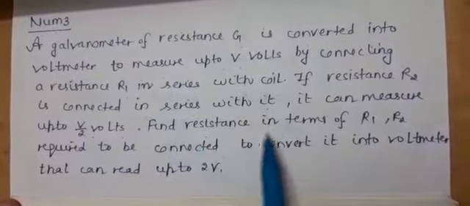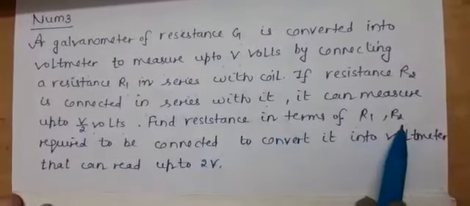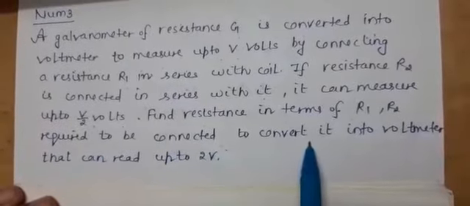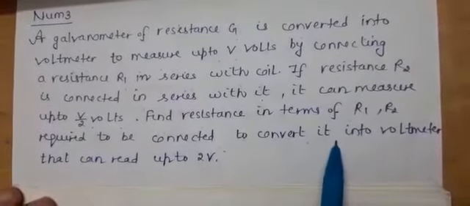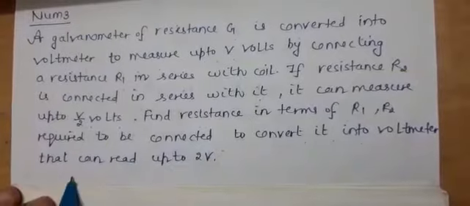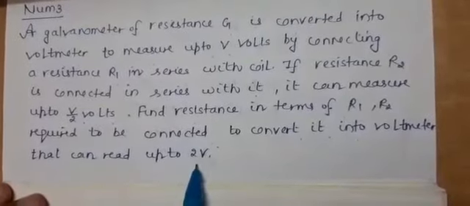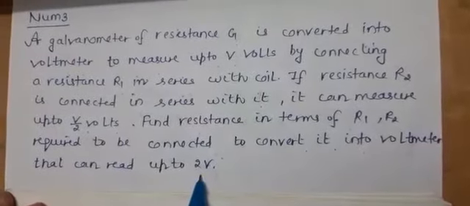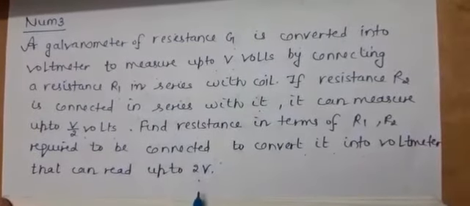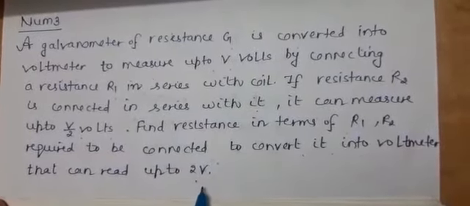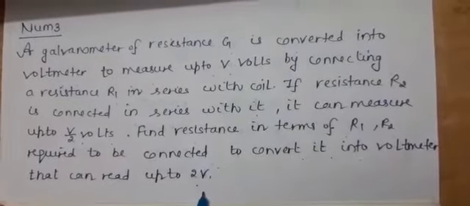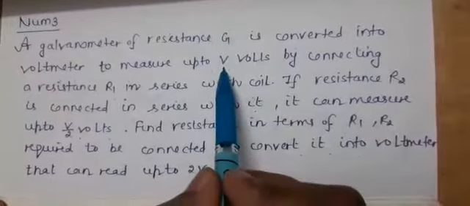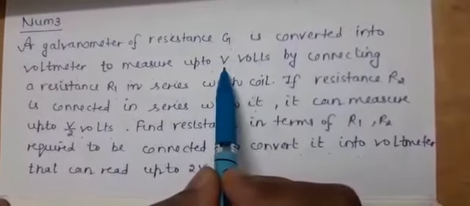Now find the resistance in terms of R1 and R2 required to be connected to convert this galvanometer into a voltmeter that can read up to 2 volt. So basically how to proceed in this question? Here, as per the statement, one thing should be clear in your mind: in the first case, resistance R1 is connected to the galvanometer so as to obtain a voltmeter of voltage V.